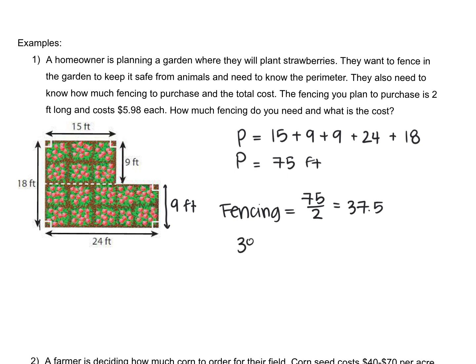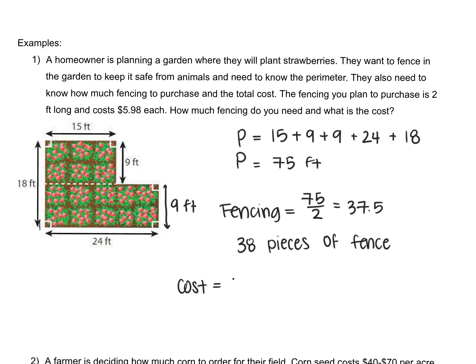So they need 38 pieces of fence. Because you want to make sure you have enough to cover the entire perimeter. It is okay to have extra, you just don't want to be short. So now that we know how many pieces of fence they need, we can now figure out the cost.